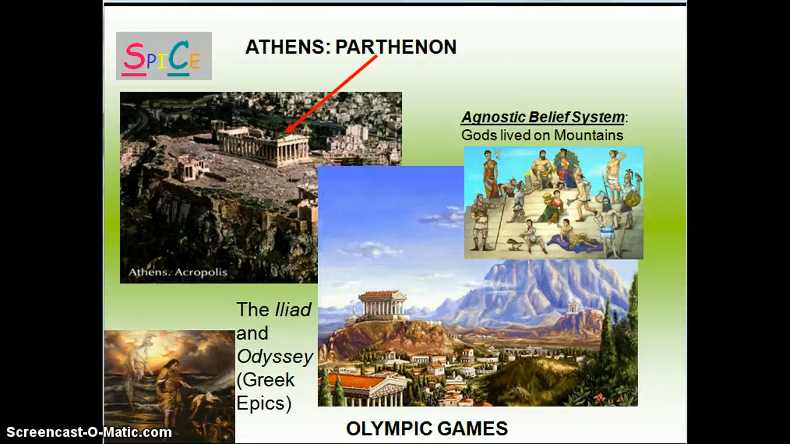Another aspect that was very important in ancient Greece were the Olympic Games. Today's Olympics, like the ones that just finished up in London a couple of weeks ago, started in ancient Greece, and the first Olympic Games were held in 776 BCE. These original Olympic Games brought together athletes from across the Greek peninsula to honor the gods. Another one of the most famous aspects of Greek culture were these epic stories written by Homer called the Iliad and the Odyssey.